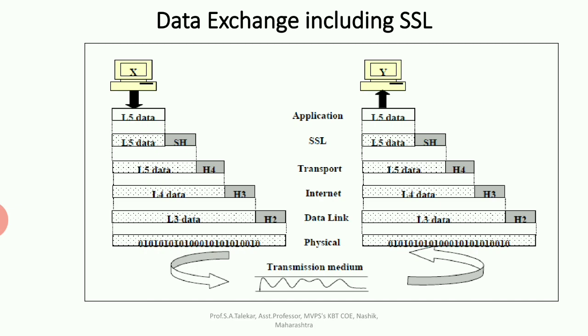At that time the header of the SSL layer is added along with that data, and then it is transmitted to the next layer, the transport layer. The transport layer again adds its own header and transmits the data to the next layer, called the internet layer. The internet layer adds its own header and transmits to the next layer, called the data link layer. Finally the data link layer adds its own header and transmits to the next layer, called the physical layer.